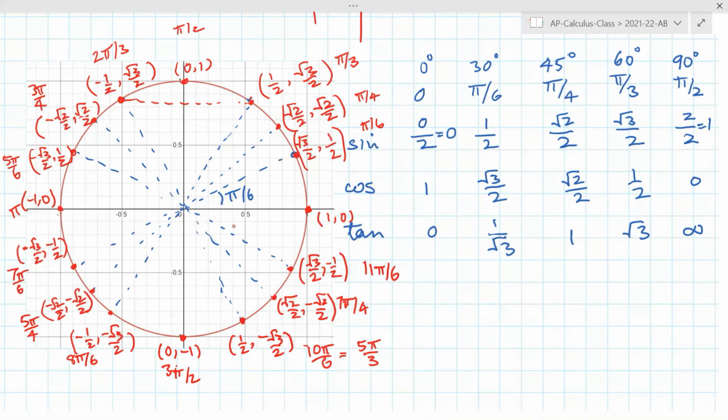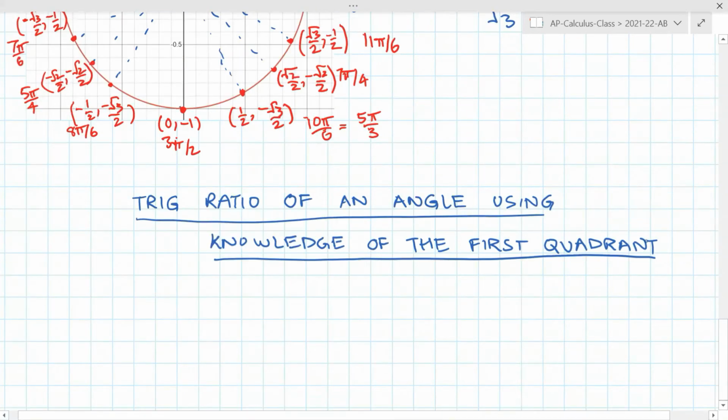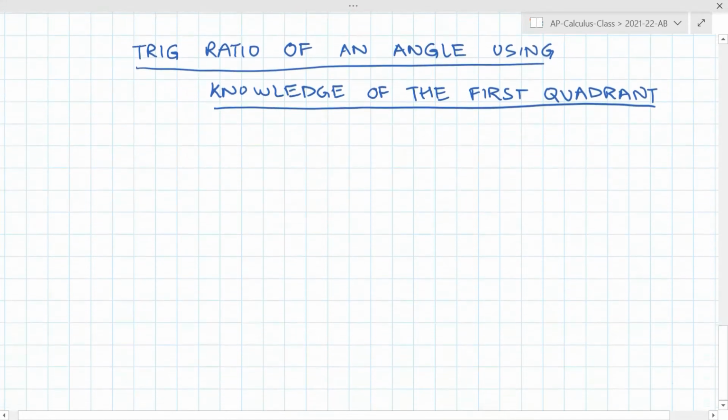But let's look at how, given any angle, we can figure out the trig ratios if you knew the corresponding trig ratio in the first quadrant. So what is the idea? That we know the ratio of the angles in the first quadrant, that is 0 to 90 degrees or 0 to pi over 2 radians. And using that, we want to be able to figure out the trig ratios of any angle. That's the idea.